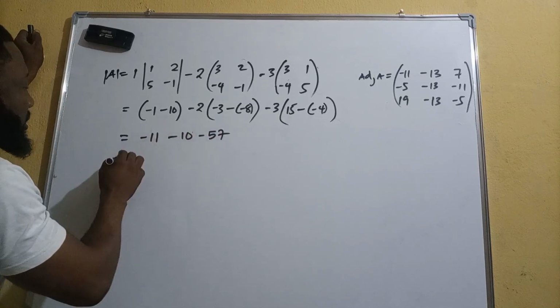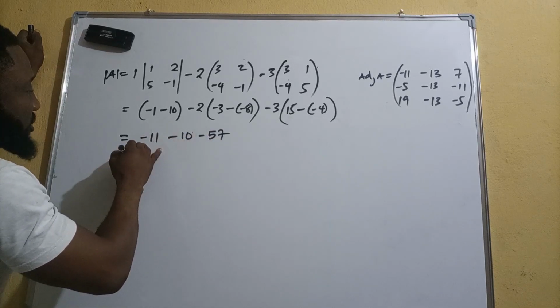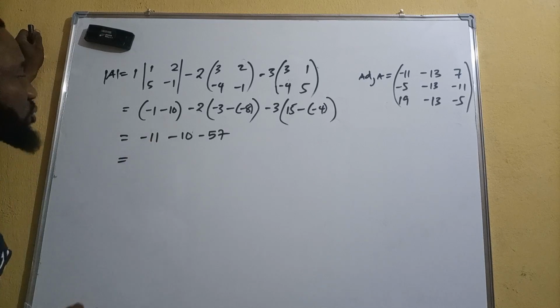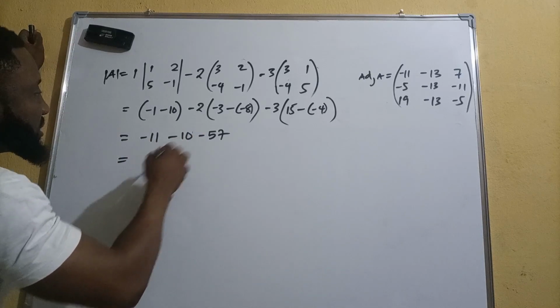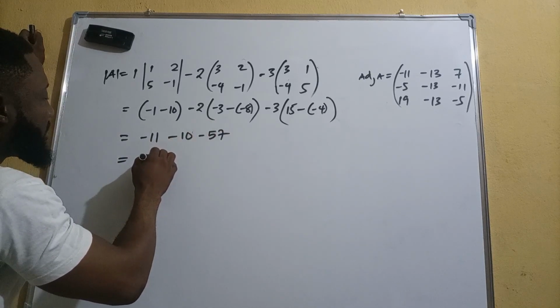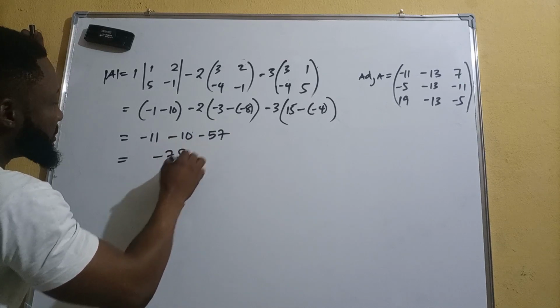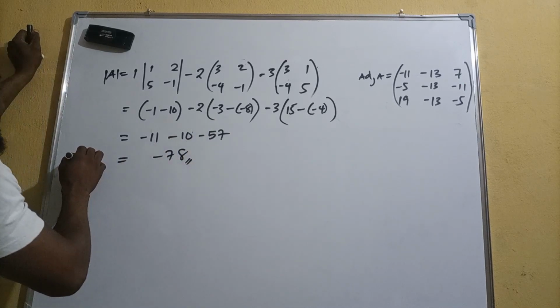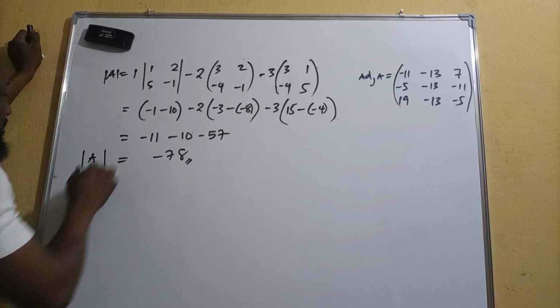So when we simplify this, minus 11 minus 10 will give us minus 21. Minus 21 plus minus 57 is going to give us minus 78. So minus 78 is now the determinant of the 3 by 3 matrix.